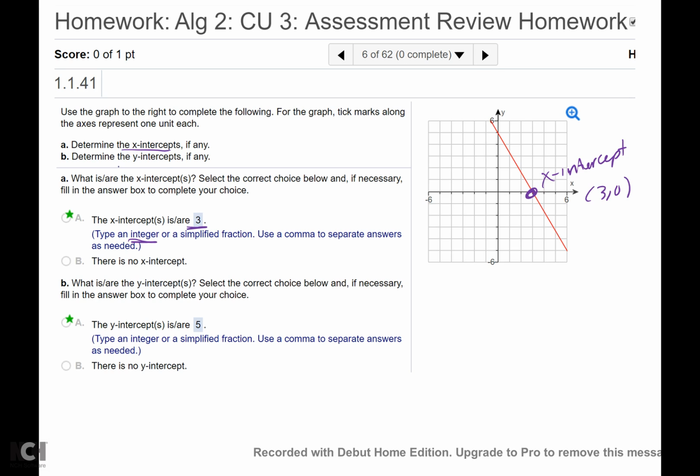Okay? B, they want the y-intercept. The y-intercept is where it crosses the y-axis, so that would be my y-intercept right there. Its ordered pair would be (0, 5). Sorry. Alright, so the y-intercept, the y-coordinate only, is 5.